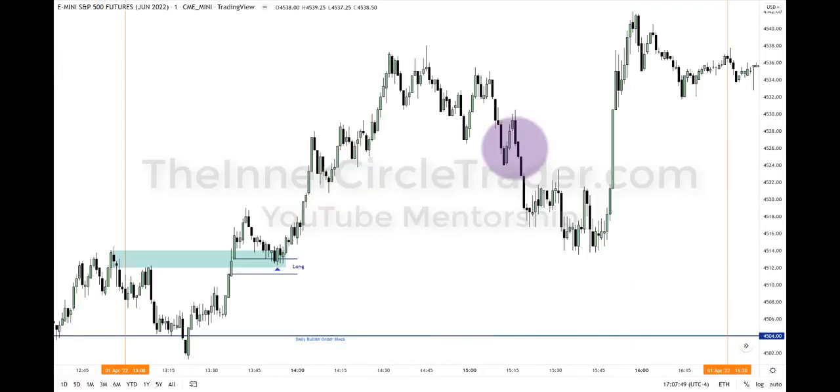All right, I was going to do the pause the video type thing here, but this is going to be a long video, so I'm just going to go right into it. All right, so we have a mitigation block here, and I teach that in the YouTube channel. But we have market structure breaking. We come back down into the mitigation block, and we also have the imbalance, fair value gap there. So we can be a buyer here.